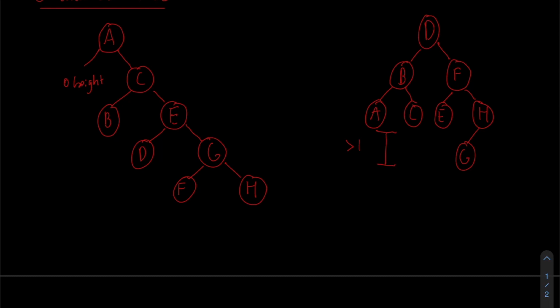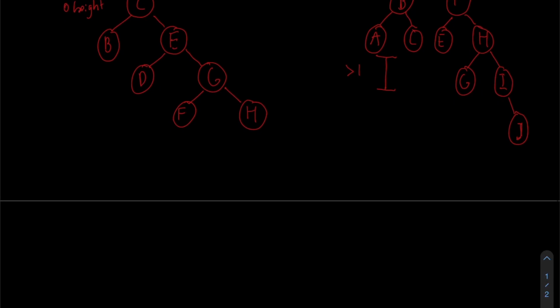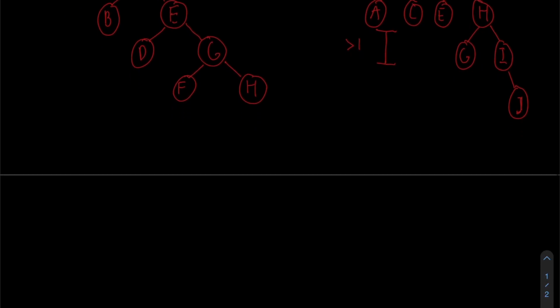Now, even if we insert I to the right of H, we're still good to go because it only differs by 1. So even for node F over here, the height of the left is 1, but the height of the right is 2. So since it only differs by 1, we're good to go. It's only when you add J that you actually end up messing with the balance of the tree.